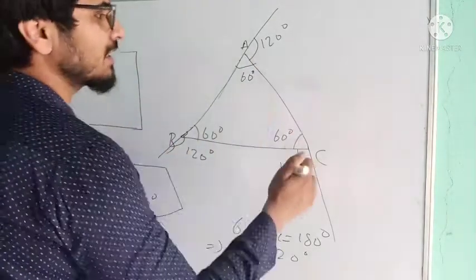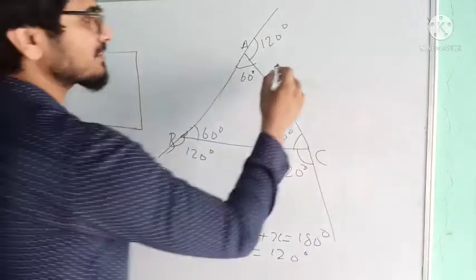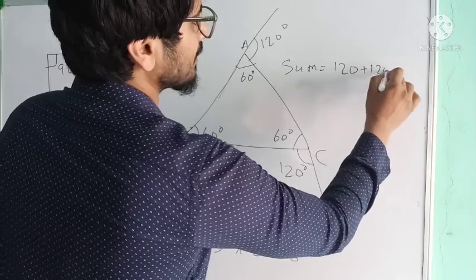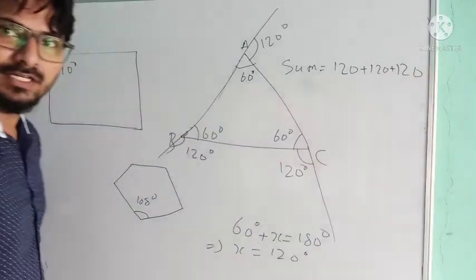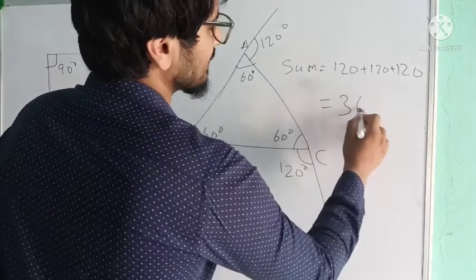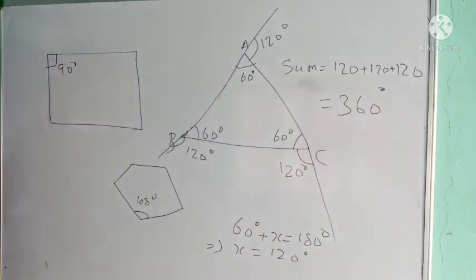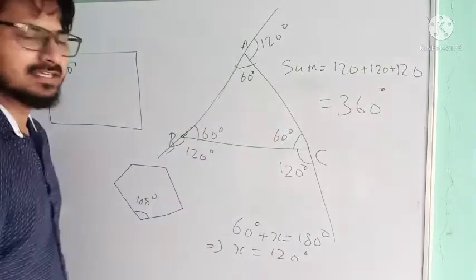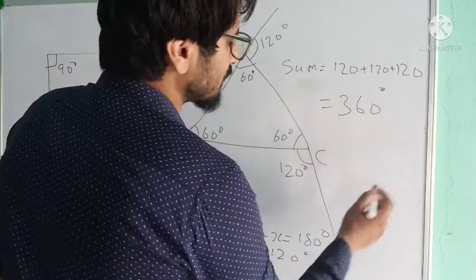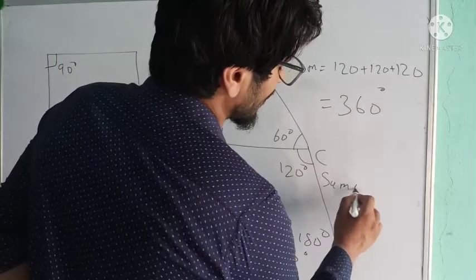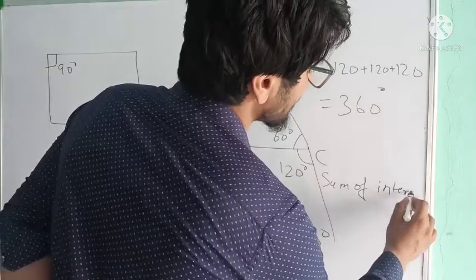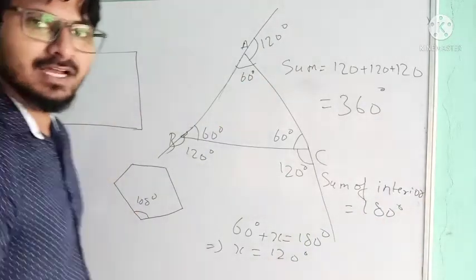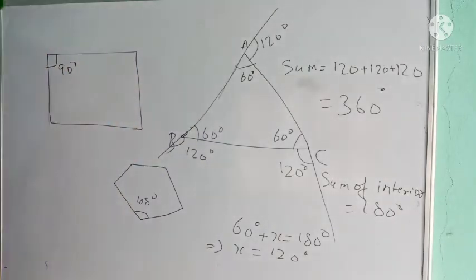So you get one exterior angle as 120 degrees. Similarly there are three, so the overall sum of exterior angles will be 120 plus 120 plus 120, and you get the answer as 360 degrees. Now what about the sum of interior angles? 60 plus 60 plus 60, so the sum of interior angles you will get as 180 degrees in the case of a triangle. Now let's move to this rectangle.